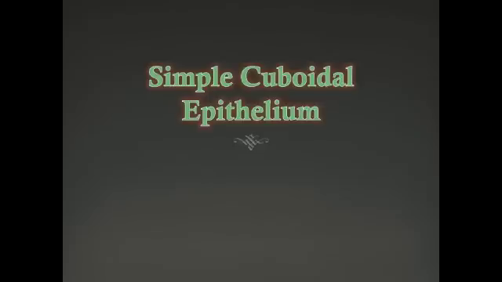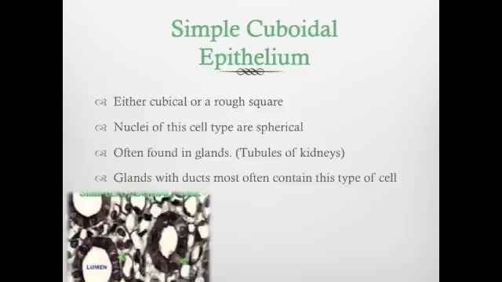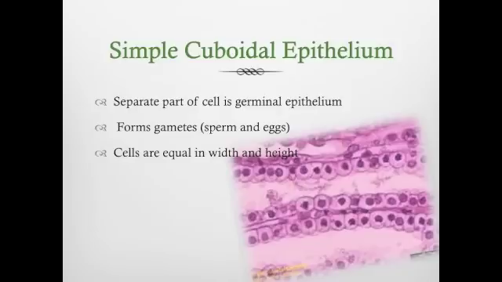Simple cuboidal epithelium. Simple cuboidal epithelium can be either a cubical or a rough square. The nuclei of this type of cell are spherical. They're often found in the glands, like little tubules in the kidneys, also known as the renal tubules. Glands with ducts, such as the kidneys, the gallbladder, etc., most often contain this type of cell.